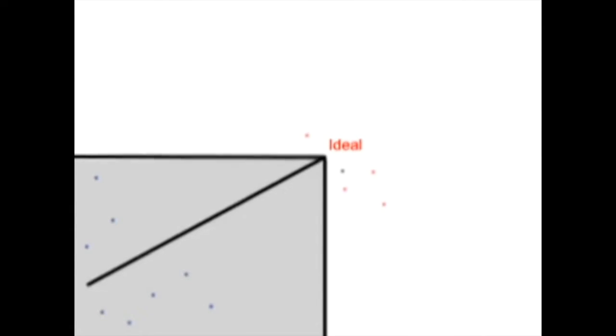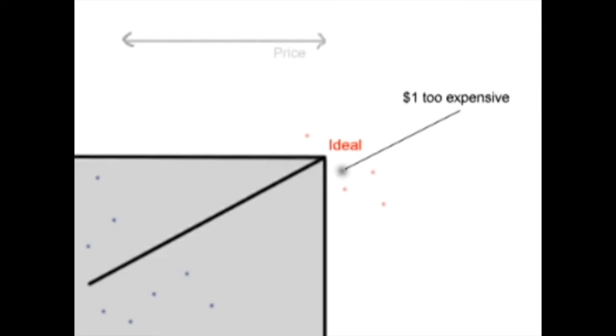To use a real example, suppose you're searching for a new car. A car which is perfect in every respect, but lies $1 above your specified price maximum will not be found. This is a fundamental problem with parametric search. By using hard constraints, it often fails to accurately model the way humans actually make decisions.